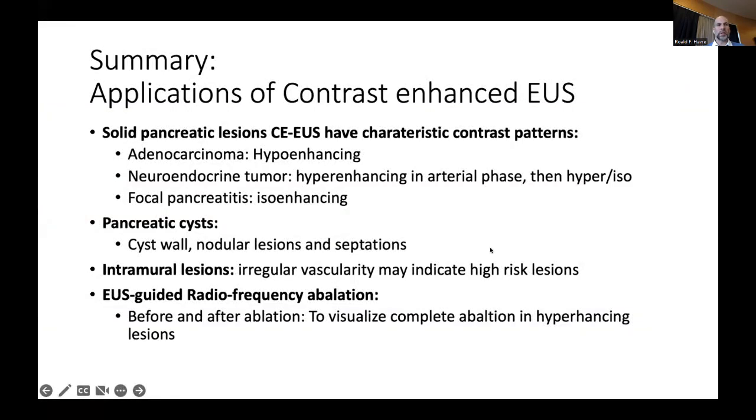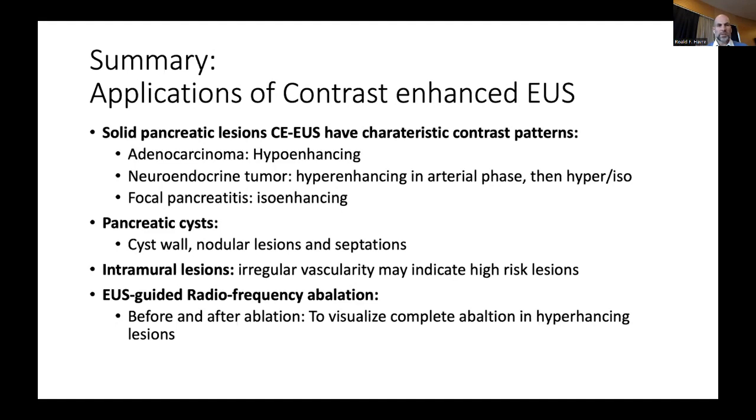So in summary, applications of contrast-enhanced EUS. Solid pancreatic lesions with contrast-enhanced ultrasound have characteristic contrast patterns. The adenocarcinoma is hypoenhancing, neuroendocrine tumors are hyperenhancing in the arterial phase, and then hyper or isoenhancing. Focal pancreatitis is usually isoenhancing.